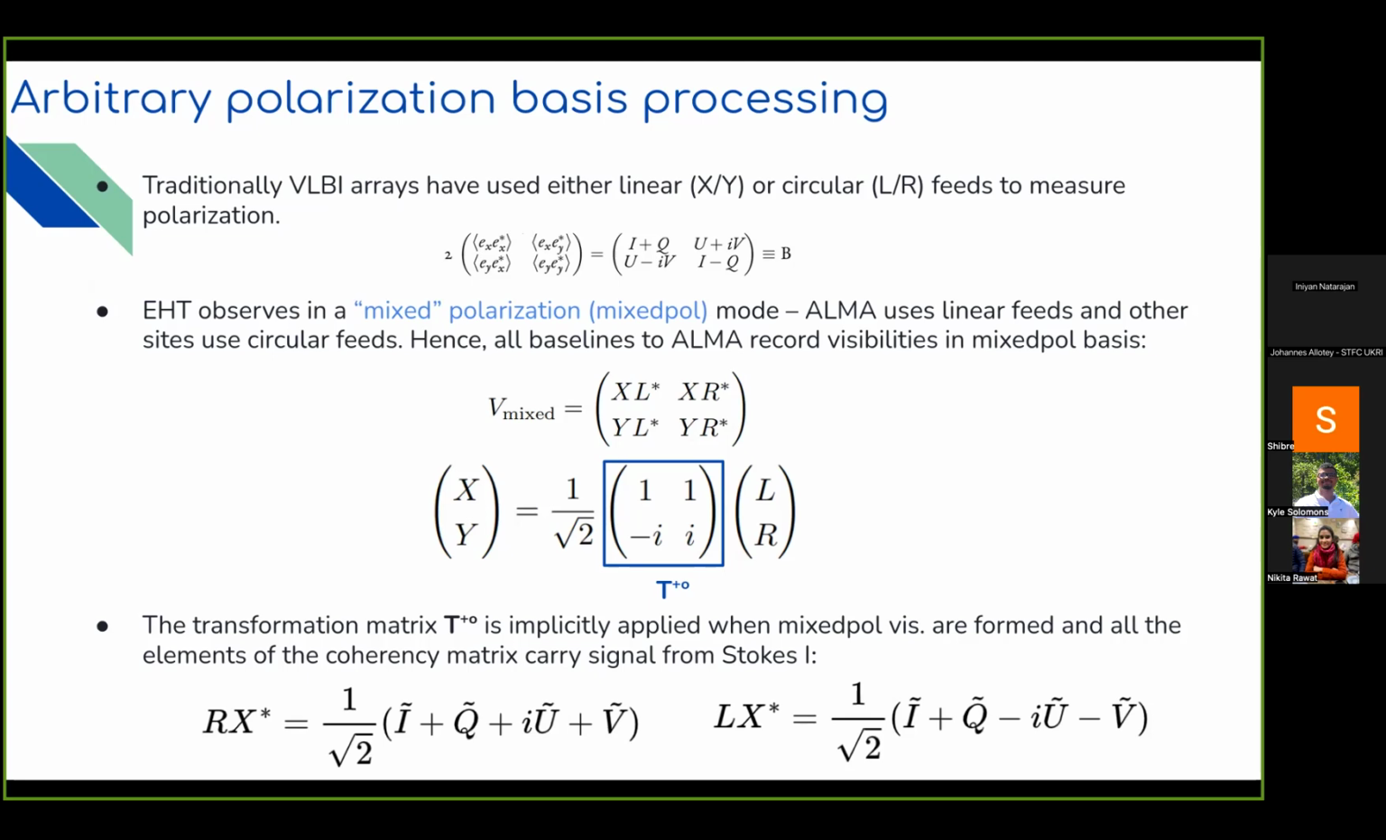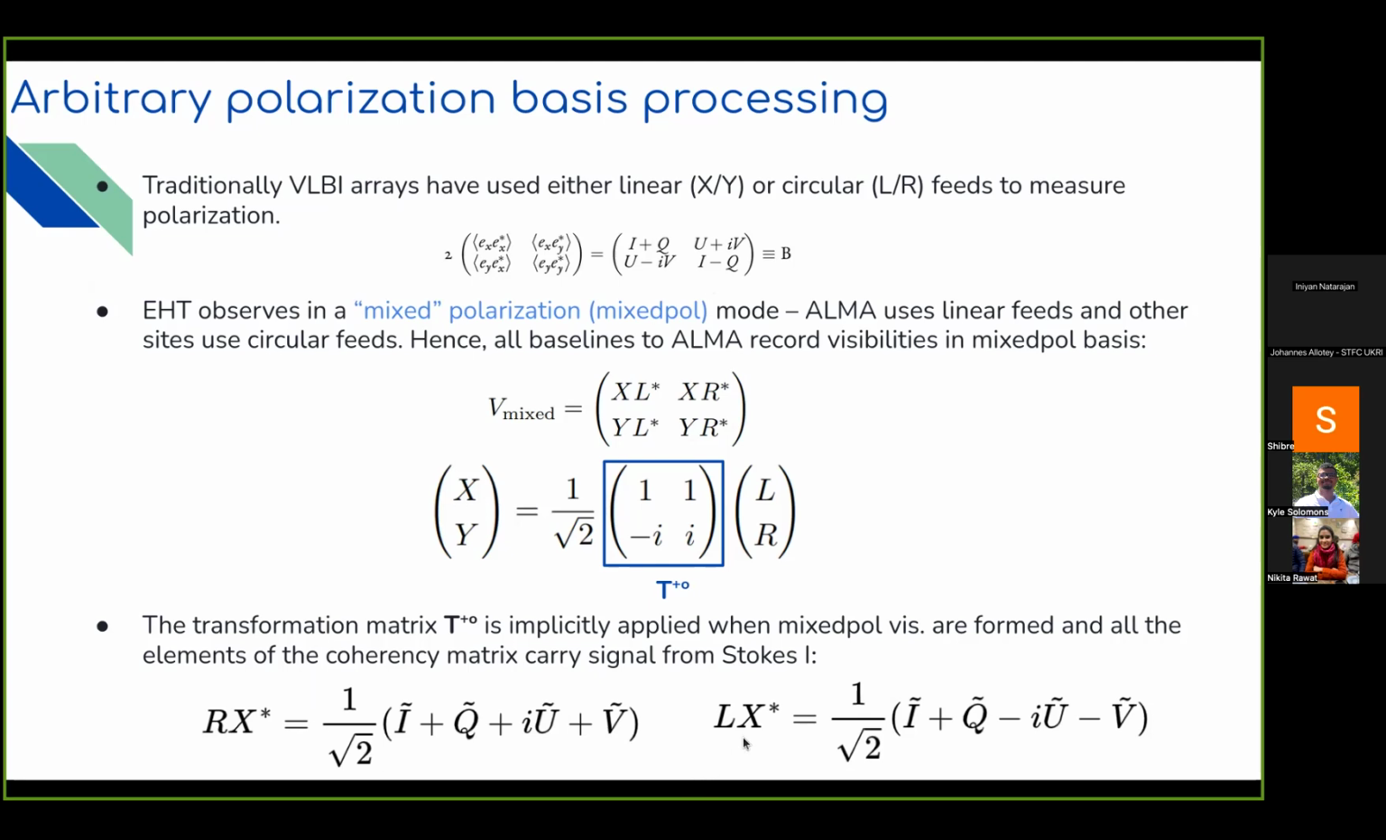So all baselines to ALMA record visibilities in what's called a mixed pol basis, where the electric field from ALMA is in a linear basis and the electric field from the outstations is in a circular basis. So the relationship between the four Stokes components and the four visibility components is more complicated. It's not a simple expression like just an addition of I plus Q and I minus Q. If you just take these two components, you can easily get your Stokes I full unpolarized amplitude. It's not that simple with the EHT.